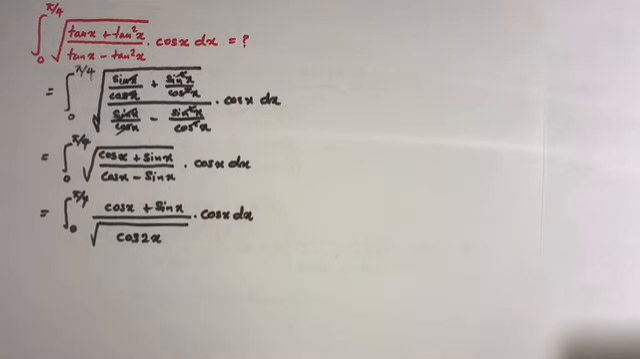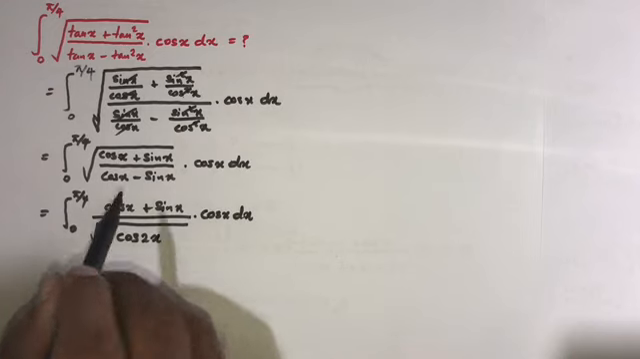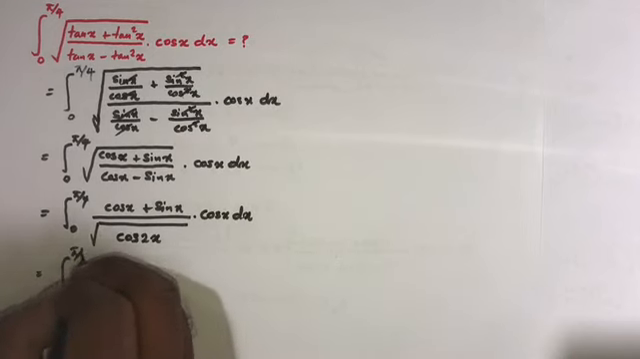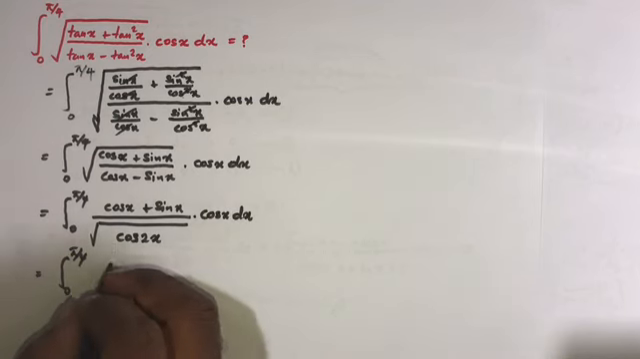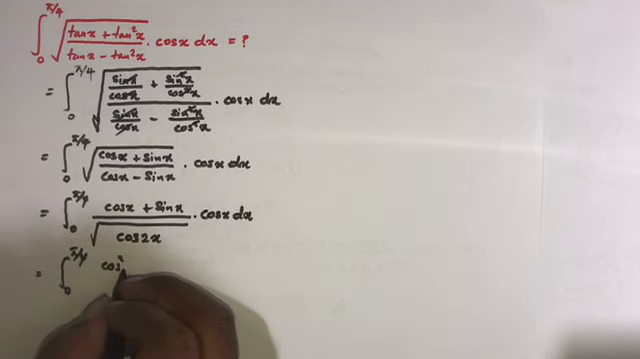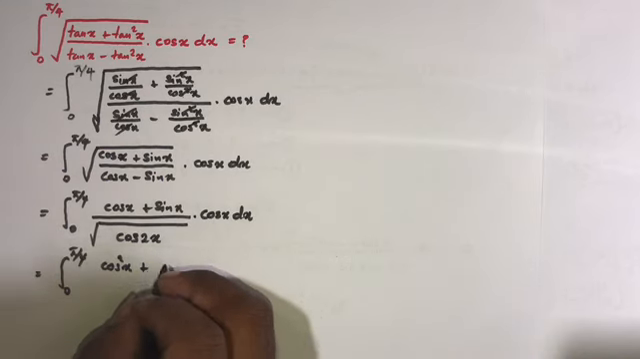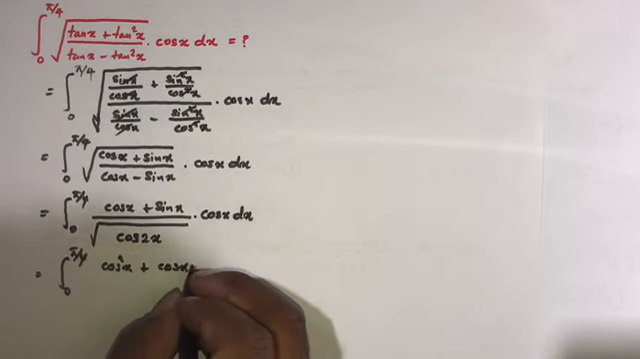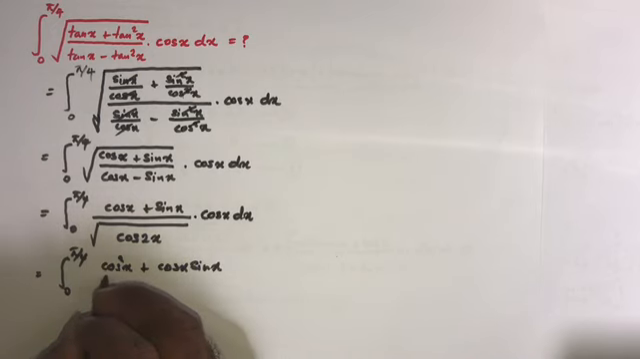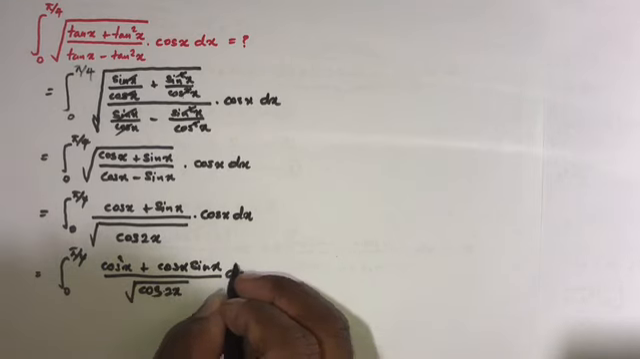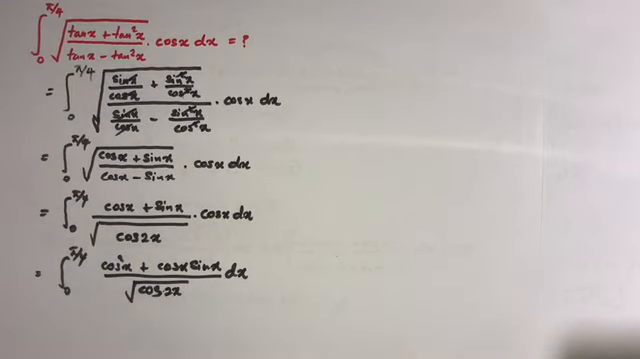Well, then what can we do? Okay, now we can multiply by cosine of x. So here 0 to pi over 4. Now cosine of x times cosine of x gives cosine square of x, then plus cosine of x times sine of x, over the square root of cosine of 2x.